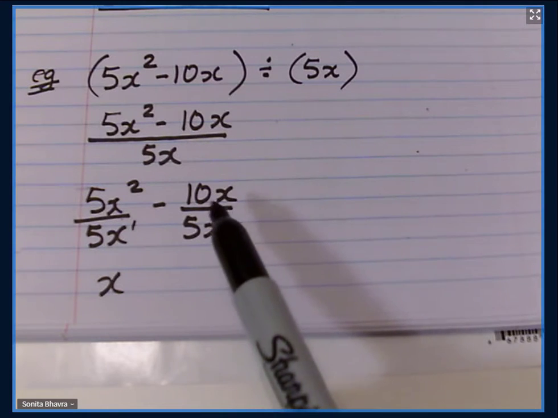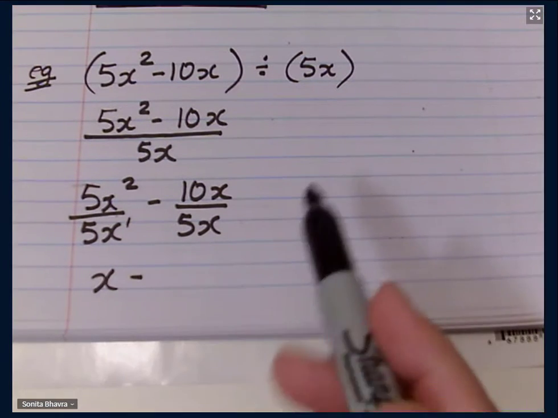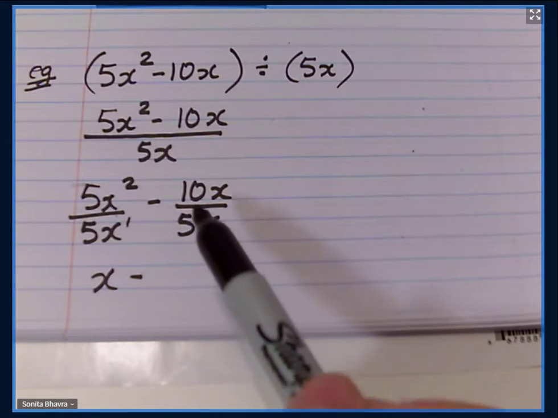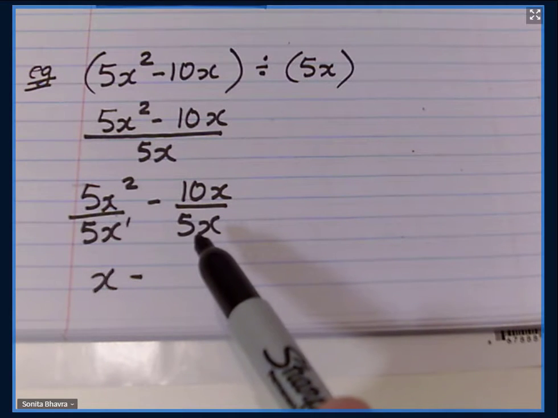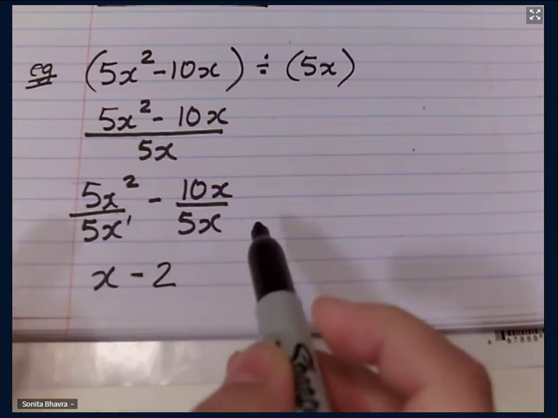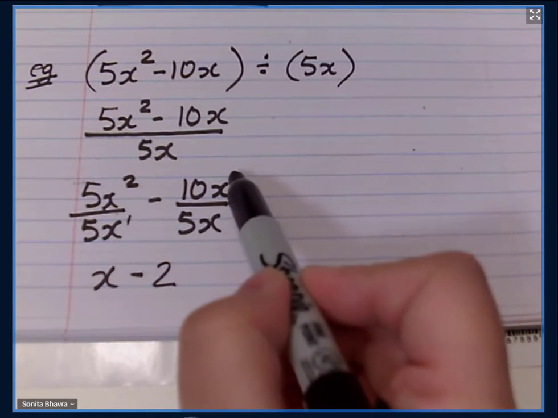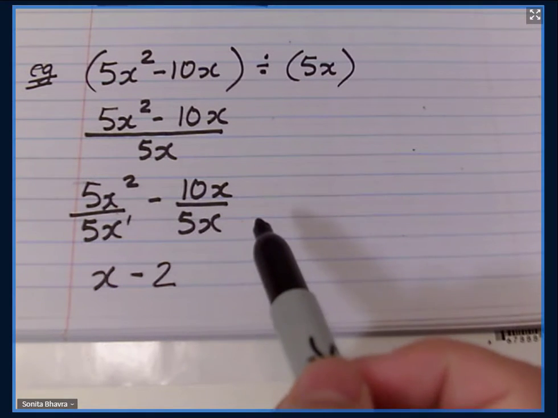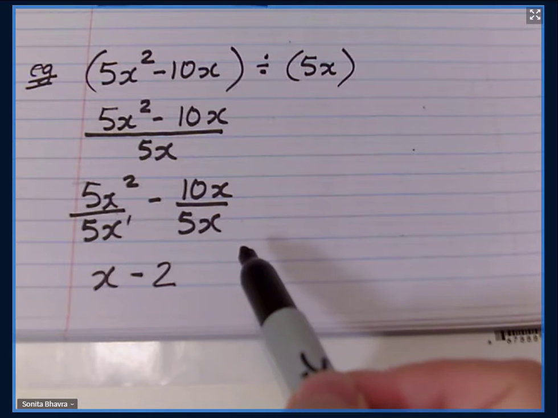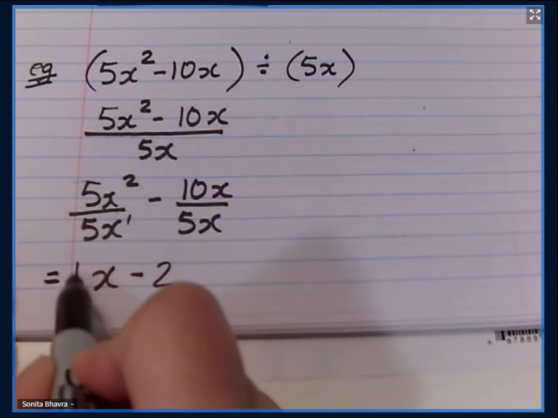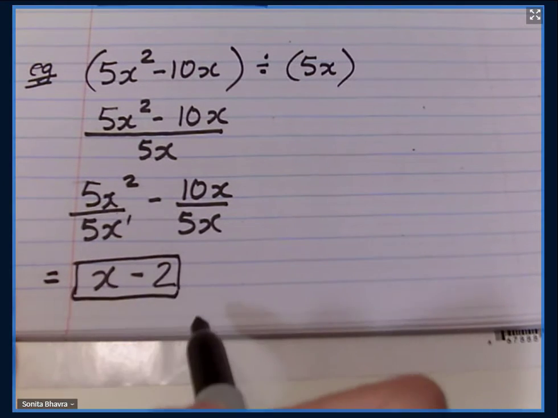And then we have minus 10x divided by 5x. So 10 divided by 5 is 2. And then we have x to the power of 1 and x to the power of 1. 1 minus 1 is x to the power of 0, so there's no x left. And so our answer is just x minus 2.